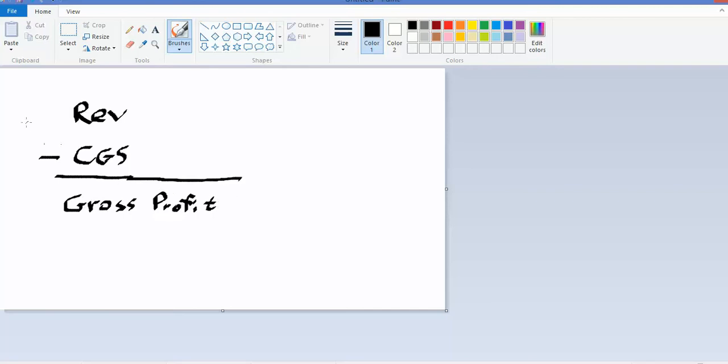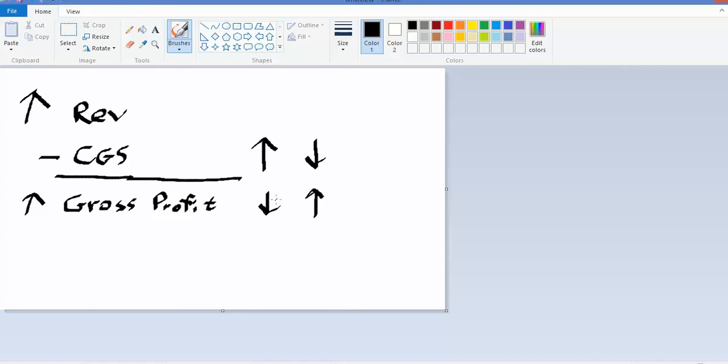Be mindful that these move in unison. This moves in unison with this, and this moves the opposite of gross profit. If this comes down, this goes up. It makes sense. If this is a smaller number, we'll be deducting less from revenue, and this will be higher. So if this is lower, this has to be higher, and if this is higher, this has to be lower.